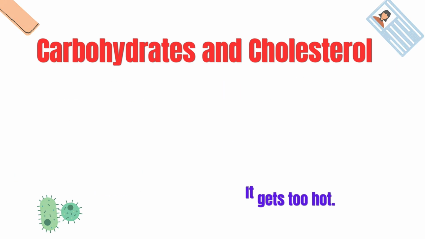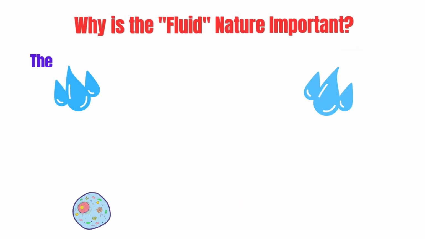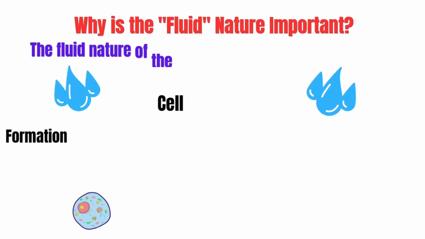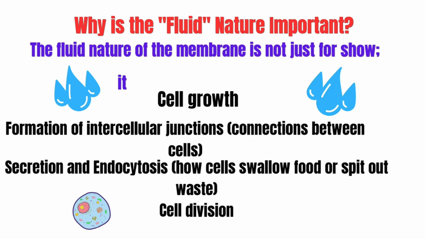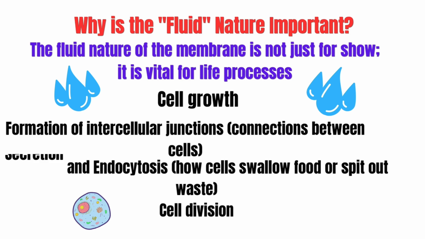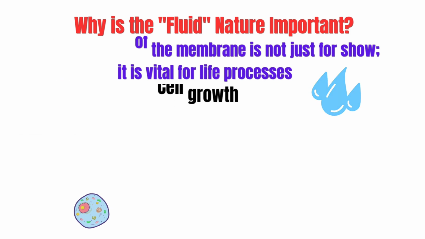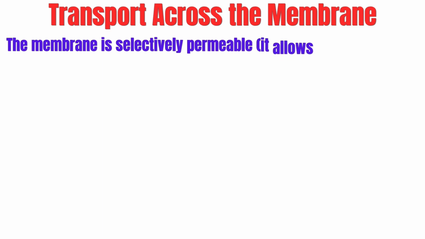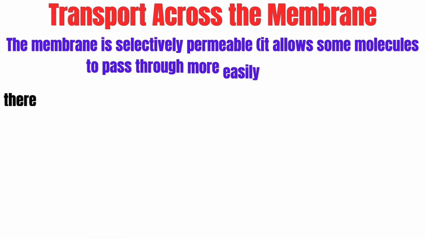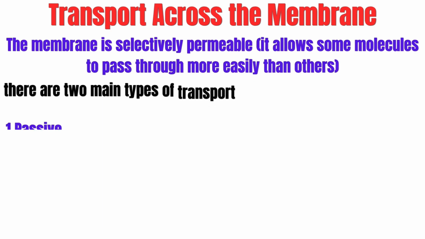Why is the fluid nature important? The fluid nature of the membrane is not just for show, it is vital for life processes. Cell growth, formation of intercellular junctions, connections between cells. Secretion and endocytosis, how cells swallow food or spit out waste. Cell division, transport across the membrane. The membrane is selectively permeable. It allows some molecules to pass through more easily than others.